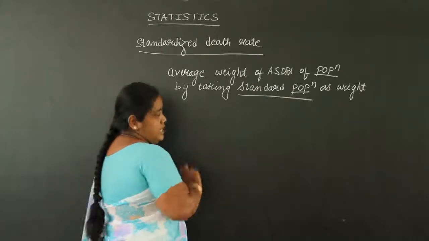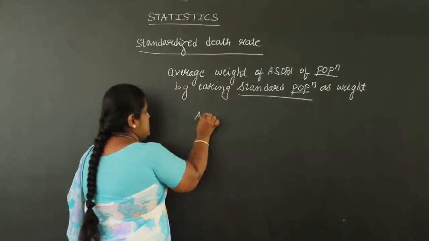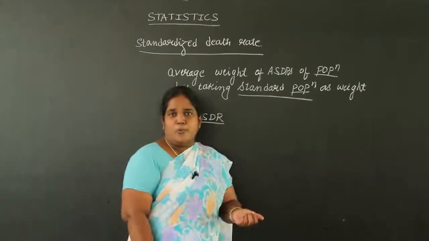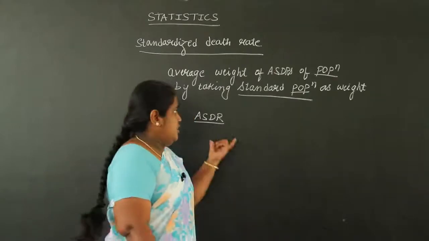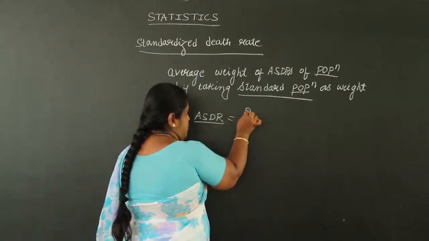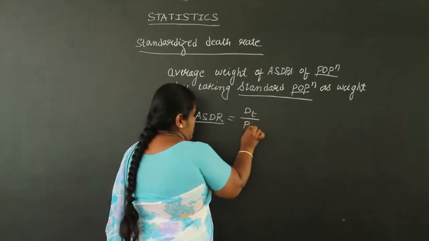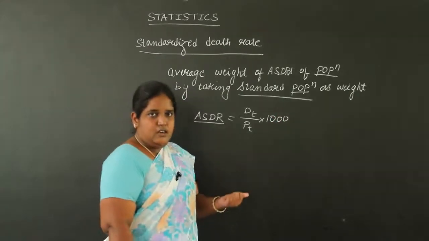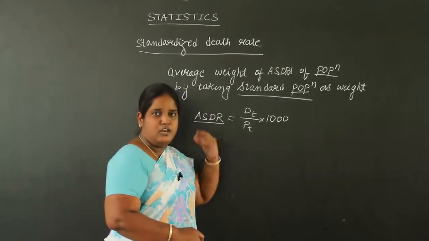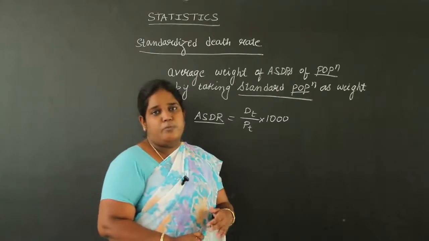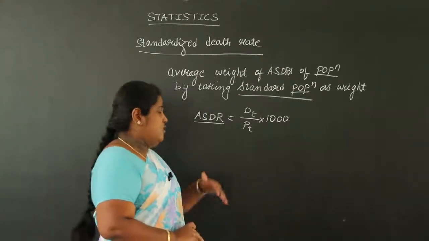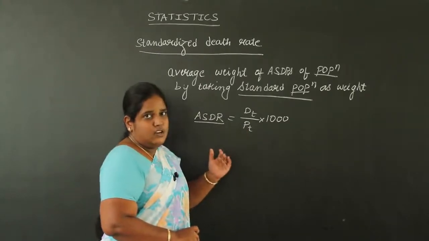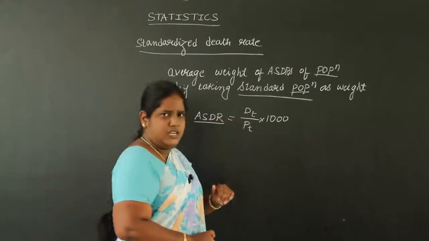Then to find out the standardized death rate, the first step is we'll find out ASDR for the given population. So how many populations are there? For that we'll find out ASDR. So what is the ASDR formula? It is DT divided by PT into 1000. After finding out ASDR for however many populations they have given, you can proceed. But in your syllabus we'll be finding out only for two populations. We can do it for two or more populations, but since your syllabus is confined only to two populations, we'll be studying that.